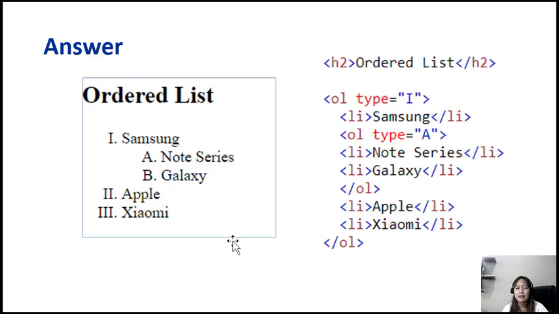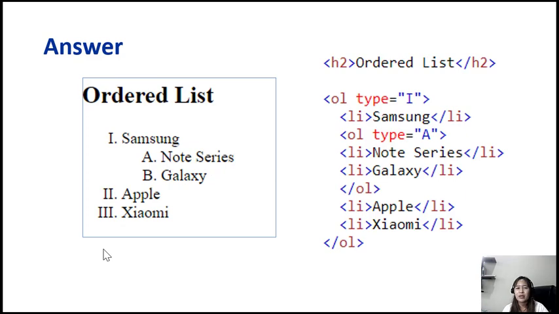Now, perhaps at this point, you might also challenge yourself to try to mix your ordered list and your unordered list. Okay, again, I want you to try mixing a nested list of ordered and unordered lists. So let's say that you have Samsung, Apple, and Xiaomi using capital Roman numerals, and then for Note series and Galaxy, you use bullets or an unordered list.